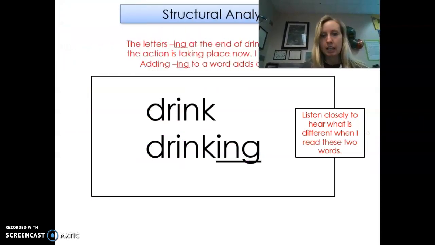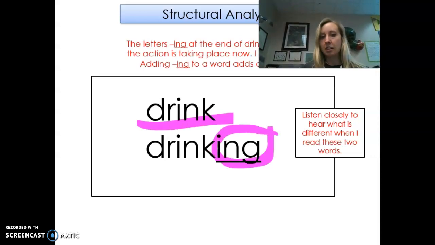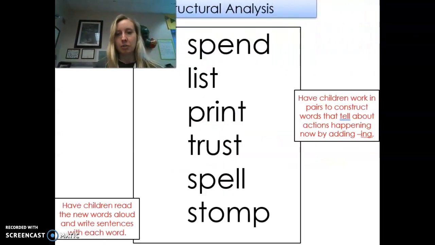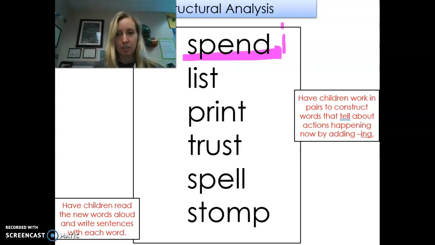Okay, so once again, when I have a verb, if I want it to be happening right now, I add ing. Okay, so drink is my verb. It's something I do to take a drink, and it becomes drinking. Okay, so let's look at some more of these verbs and how we can make them happen right now. So spend is when you spend money. If I'm doing it right now, I'm spending.